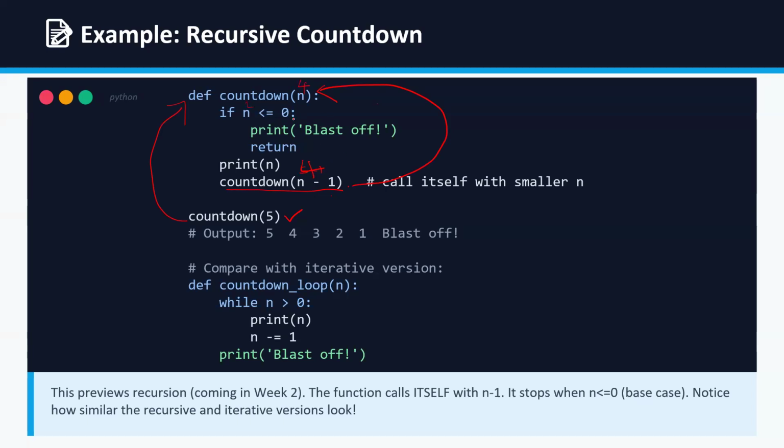Now it will check whether 4 is less than or equal to 0, then print blast off. No, it will print 4. And then it comes to this statement: countdown of 4 minus 1, which is 3 now.